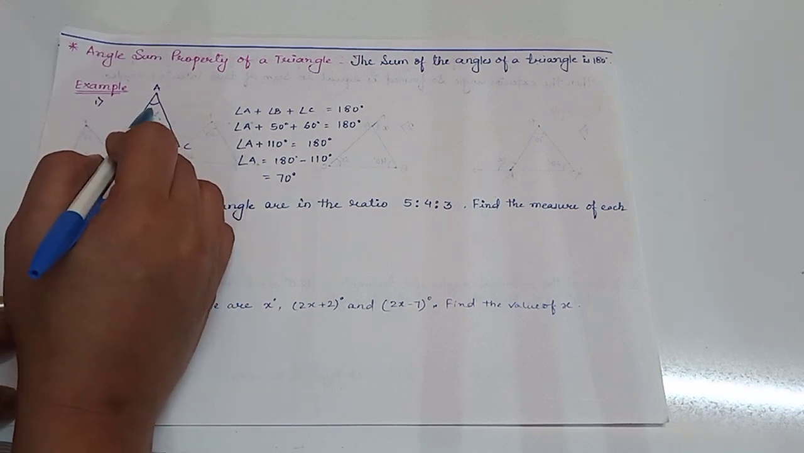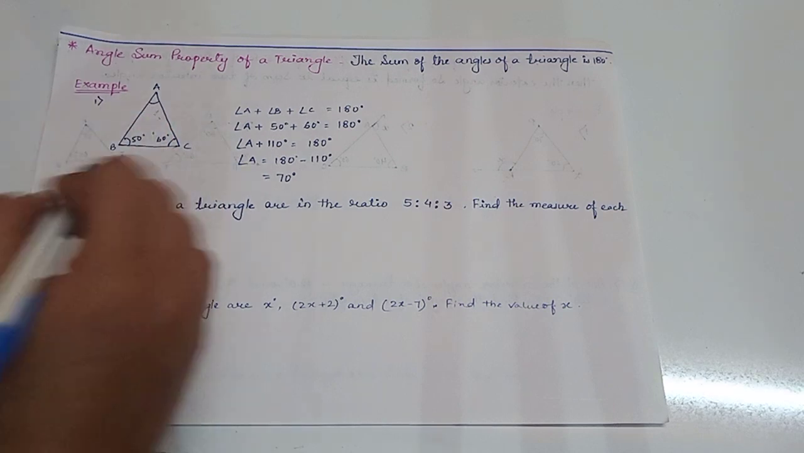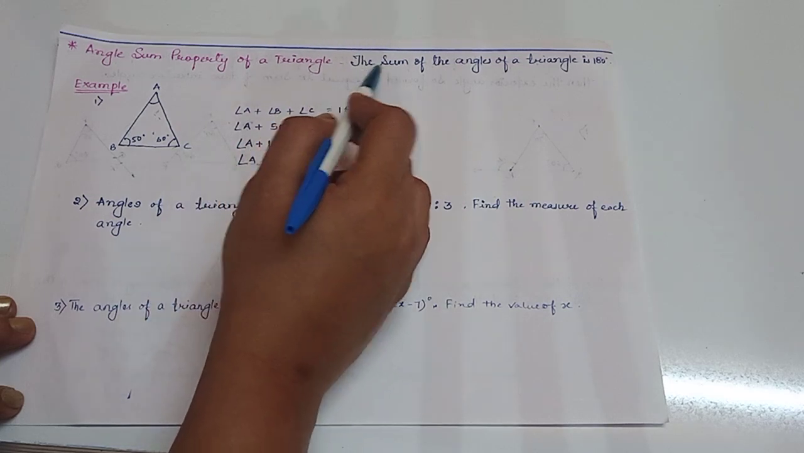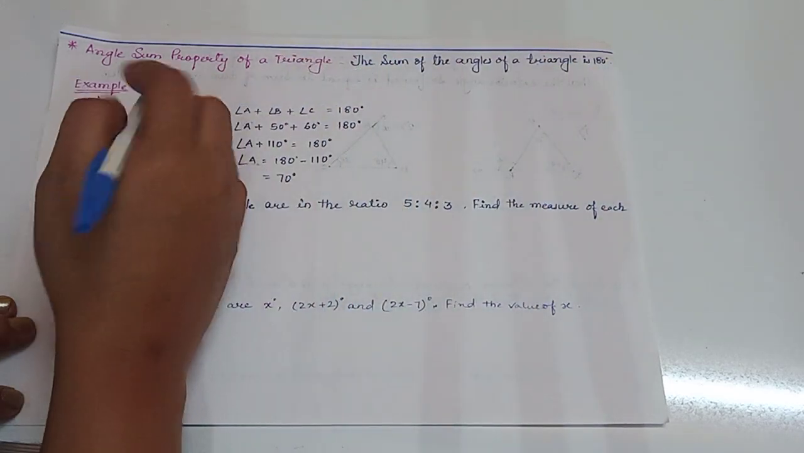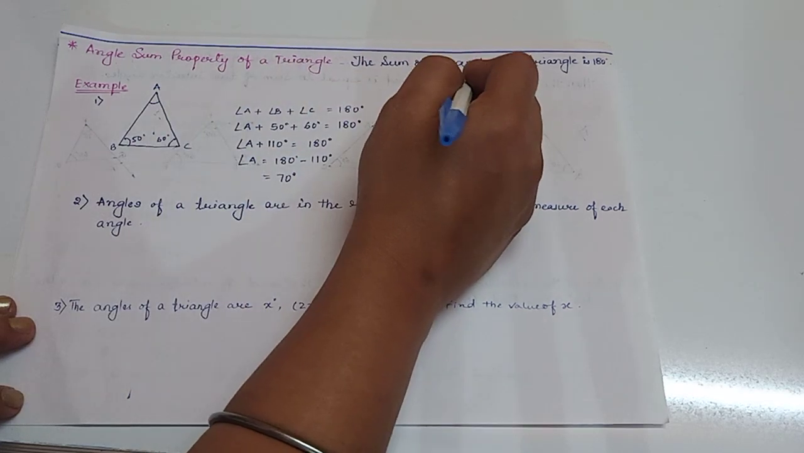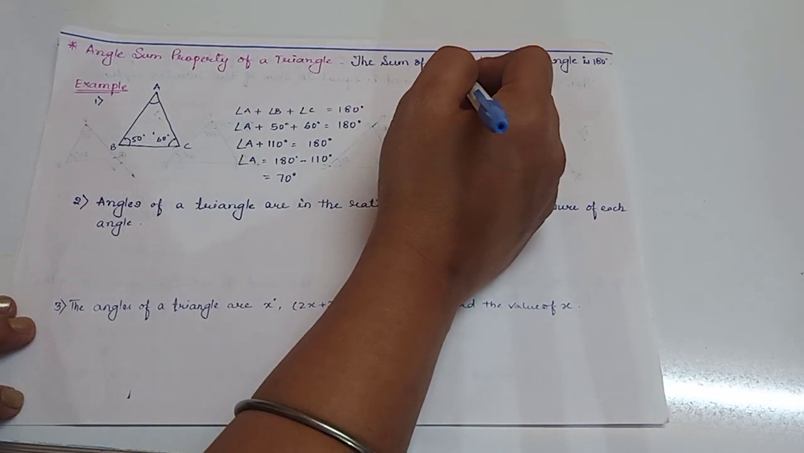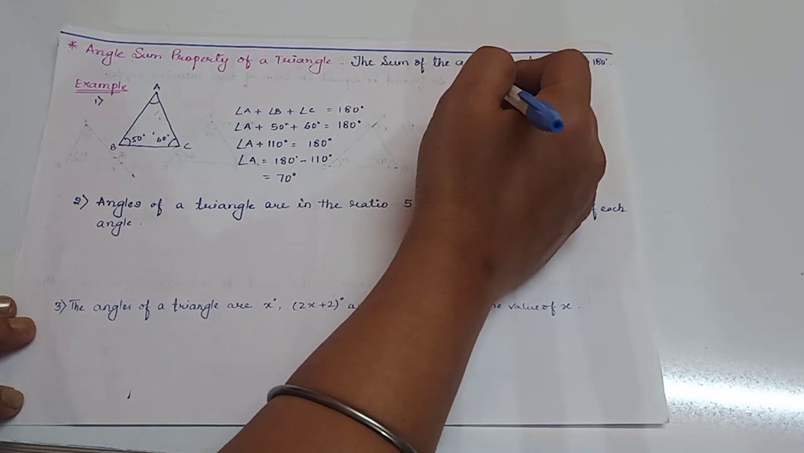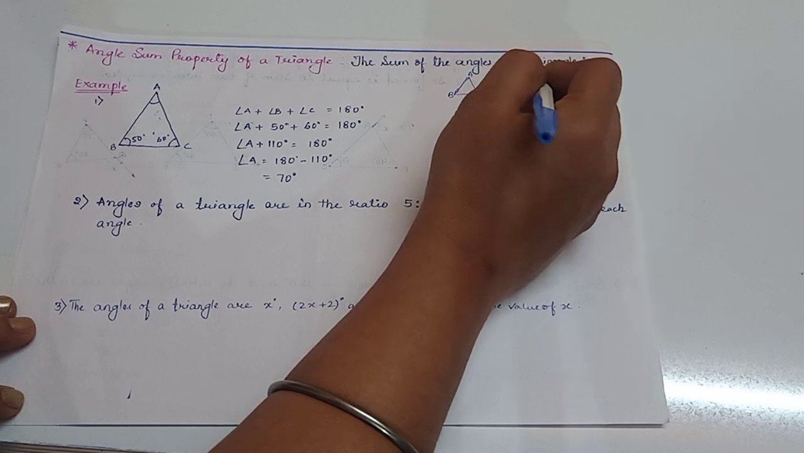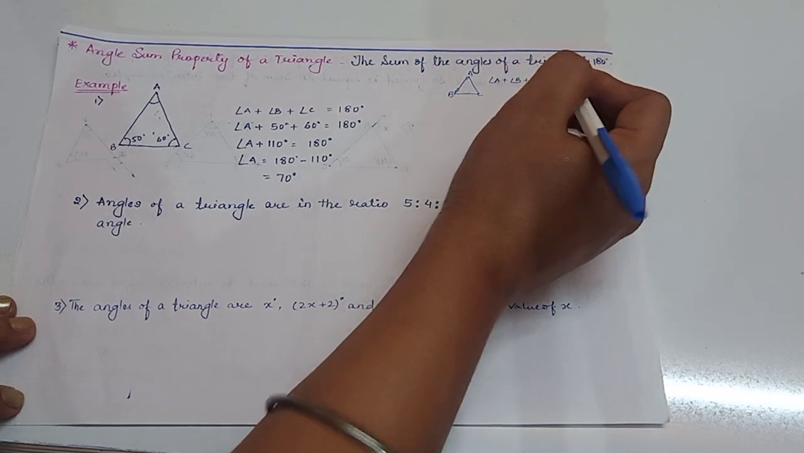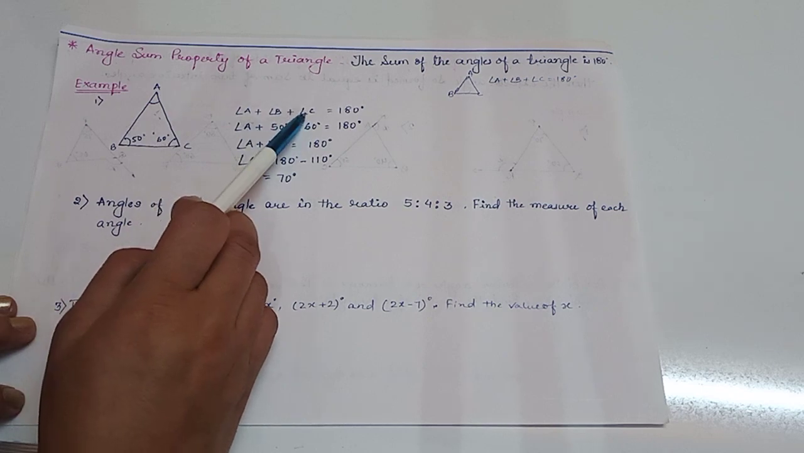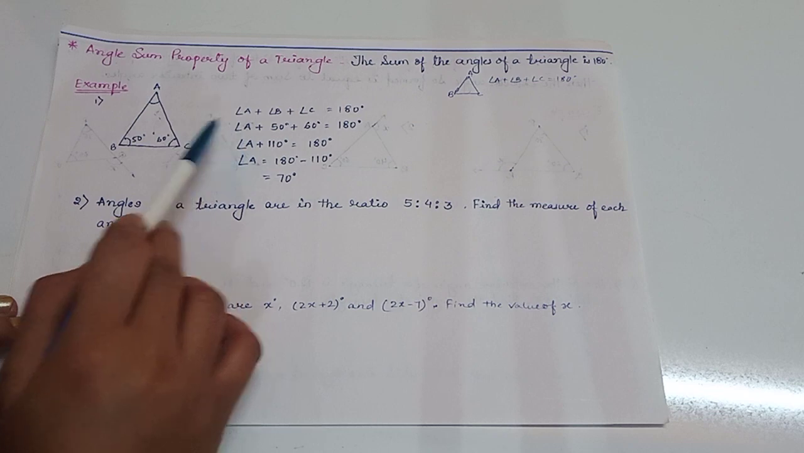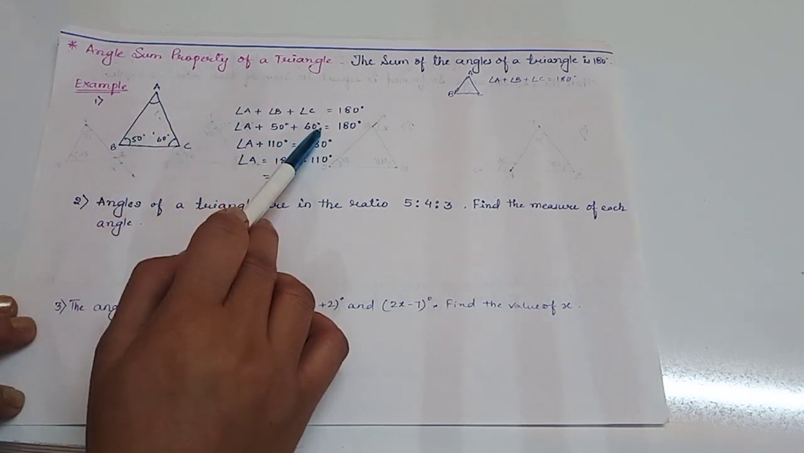So here one angle I don't know. I don't know angle A. So I know the property that the sum of angles of a triangle, it means the sum of all the three angles, angle A, angle B and angle C, should be equal to 180 degrees. So here angle A plus angle B plus angle C is equal to 180 degrees. Angle A I don't know, so I'll keep it as it is. Angle B is 50 degrees, angle C is 60 degrees.